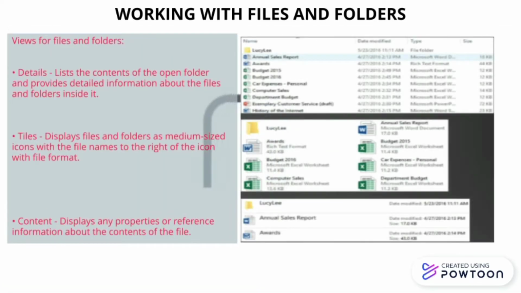Views for files and folders. Details lists the contents of the open folder and provides detailed information about the files and folders inside it. Tiles displays files and folders as medium-sized icons with the file names to the right of the icon with file format. Content displays any properties or reference information about the contents of the file.